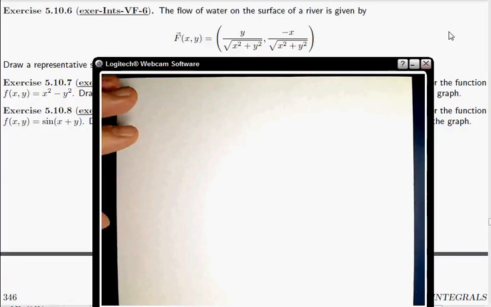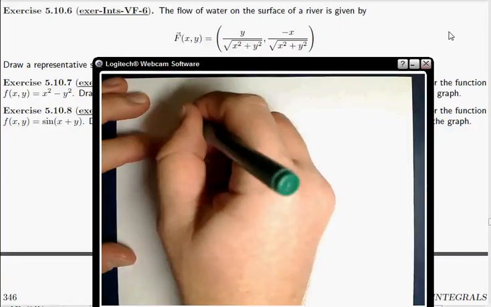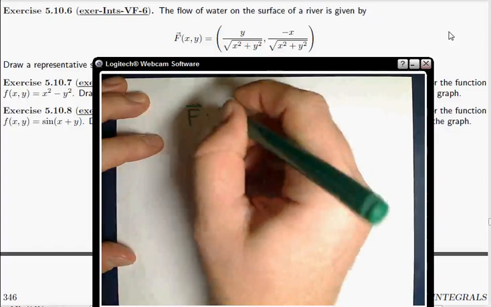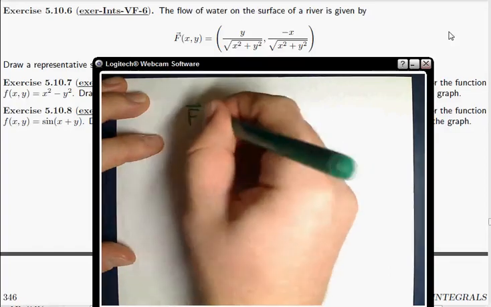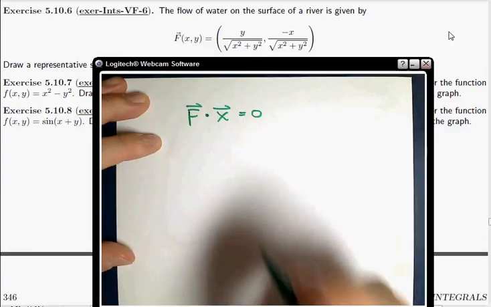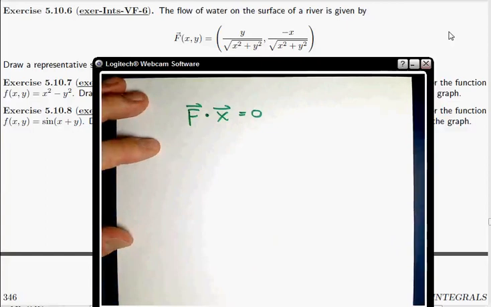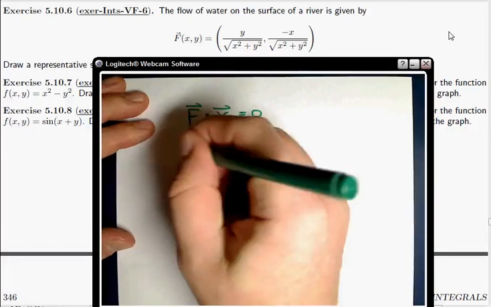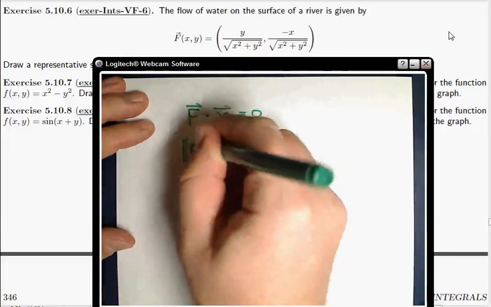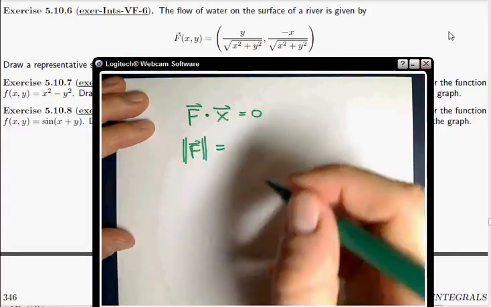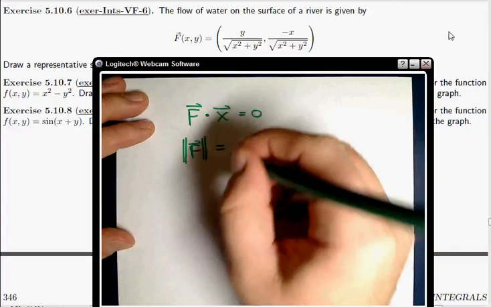For example, you'll note right off the bat that f dot x is still 0, just like in that example that was in the section. And now what's the length of f, though? Well, the length of f ends up being 1.